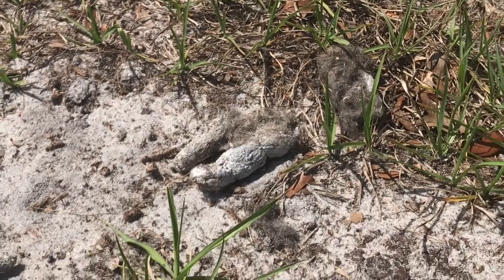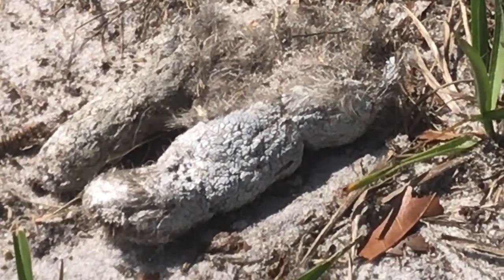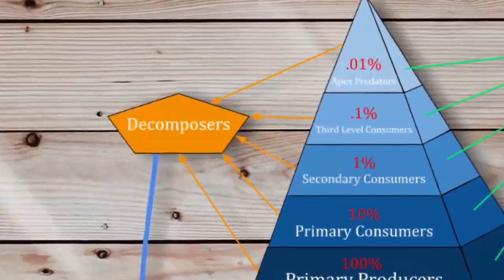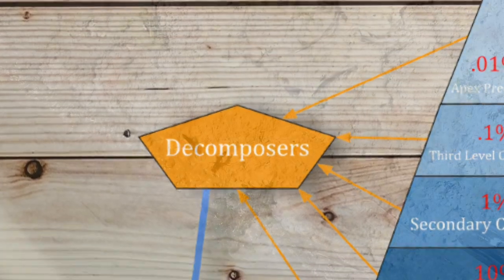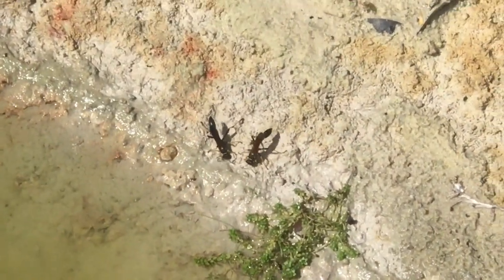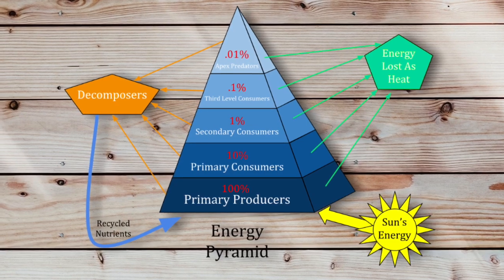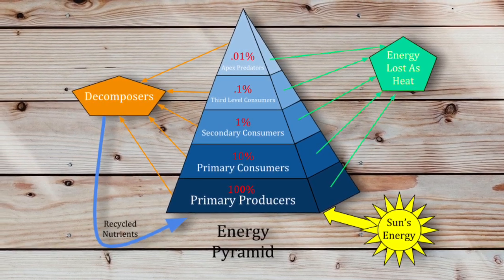So I found this hole, and usually there's coyotes over here digging. And what did the coyote leave behind? Some scat or poop. And so what's breaking that down? Decomposers. And what about these wasps? Where do you think they would fit? Well, the wasps eat other insects, so they're probably a secondary consumer.